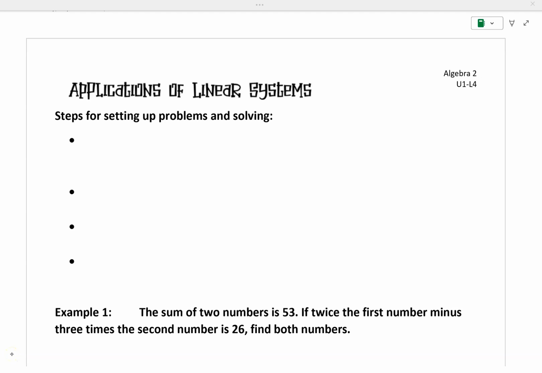Hey guys, so today we're going to learn applications of linear systems. But before we get started, I want to go through some steps for helping you set up the problems and then solving.